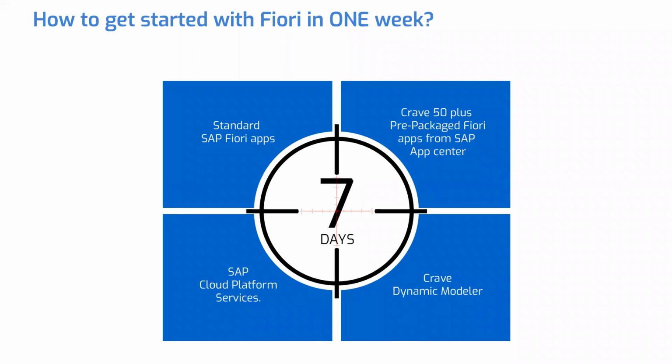Approval apps is a good example. If they don't meet your needs, then you can look at our 50+ prepackaged apps. You can use our dynamic modeler to create some standard simple apps. This is a tool which we offer, whereby your people can create an app in a few minutes. And then last, you can use SAP Cloud Platform Services to enable the offline application, to reduce your reliance on infrastructure, and increase the speed of deployment. So these are different options available for you to get started in 1 week.